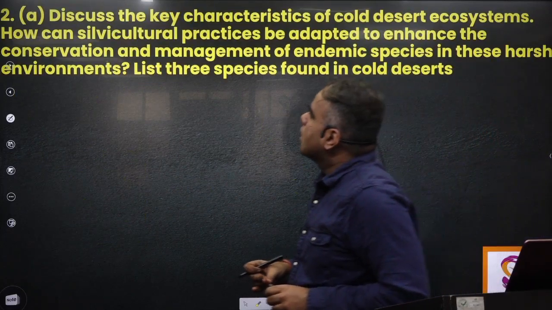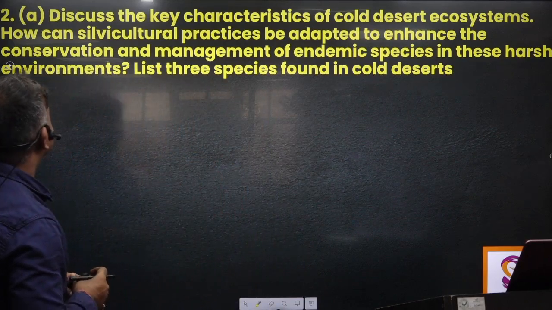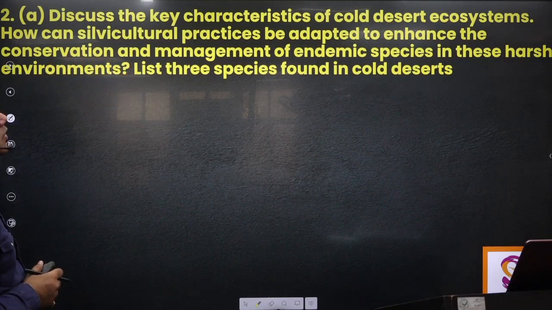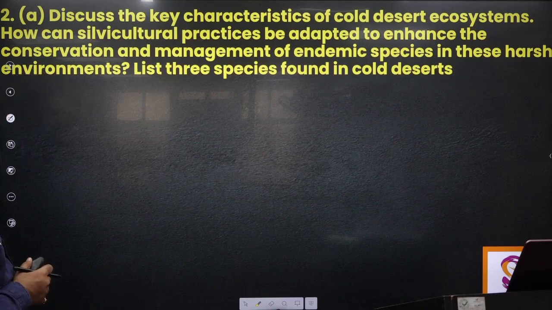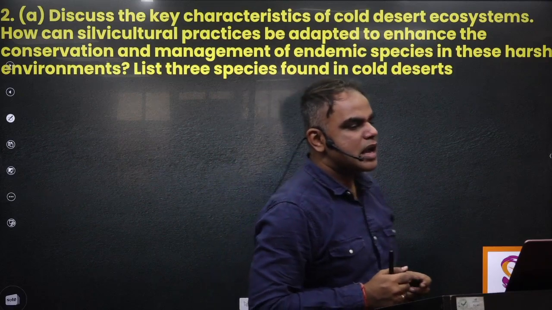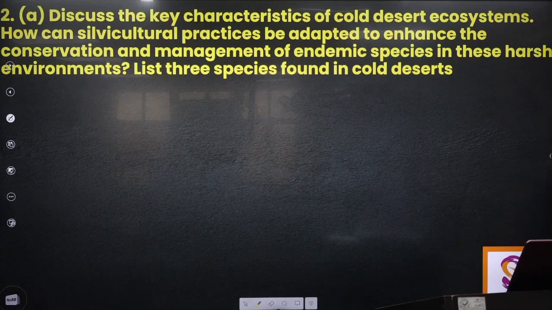Now discuss the key characteristics of cold desert ecosystems. How can silvicultural practices be adopted to enhance the conservation and management of endemic species in these harsh environments? And then the question says, list 3 species found in the cold deserts. So we have to address all these parts in this question.